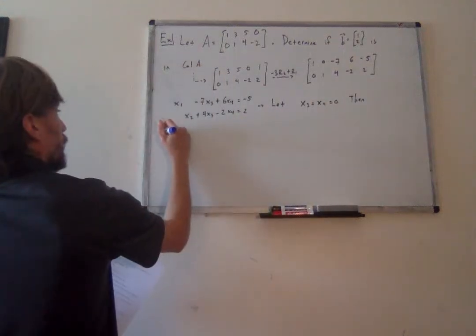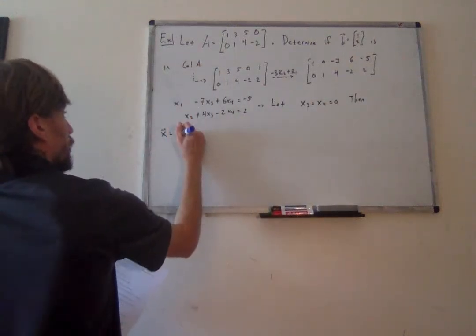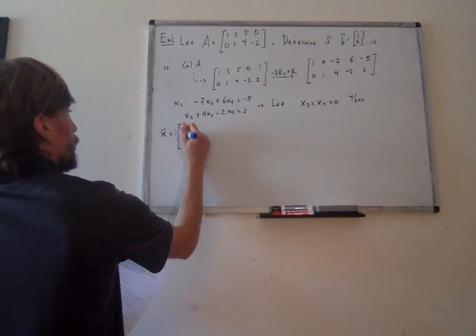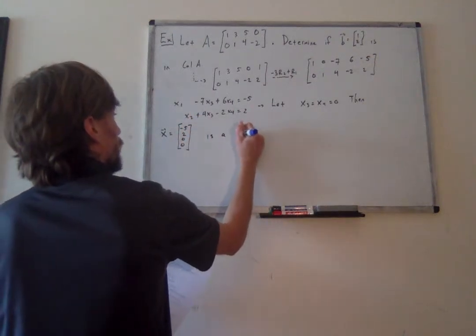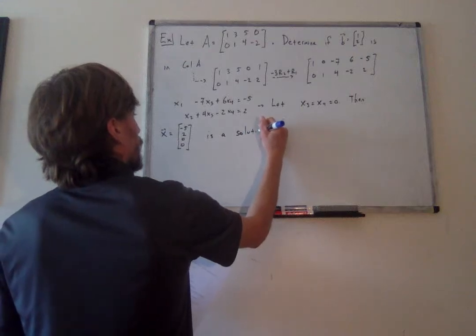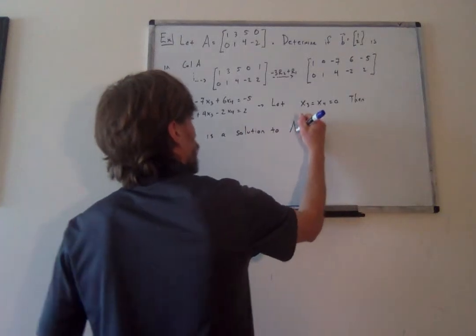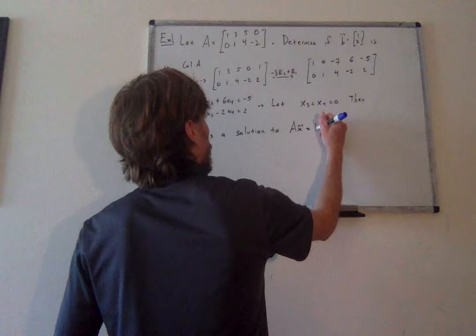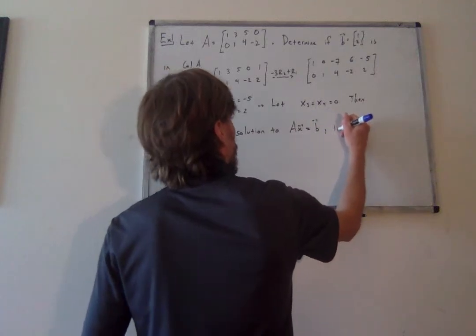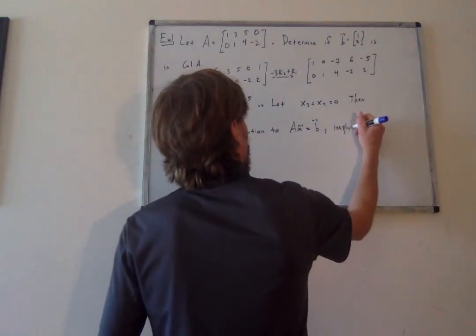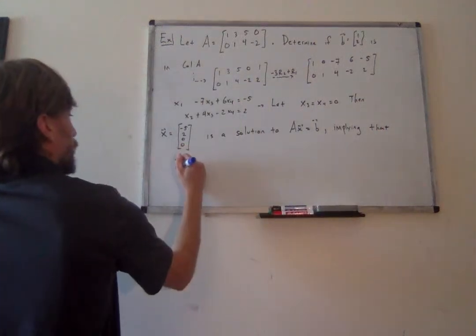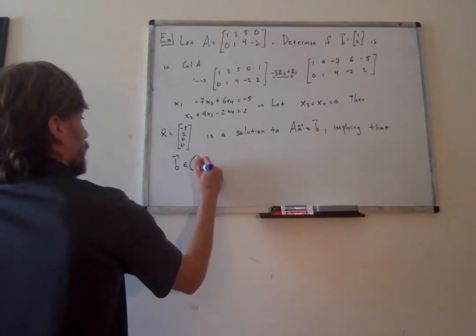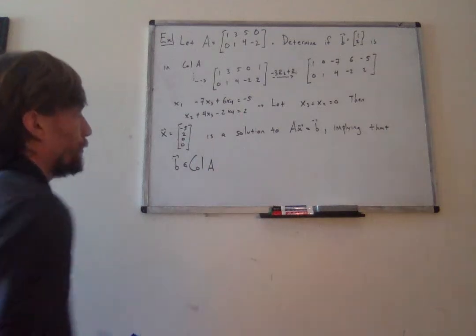Then the vector x = (-5, 2, 0, 0) is a solution to AX equals B, implying that B is in the column space of A.